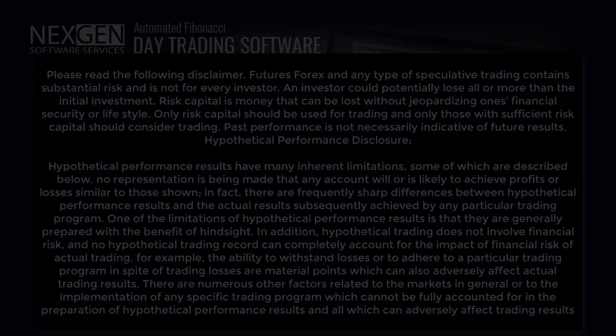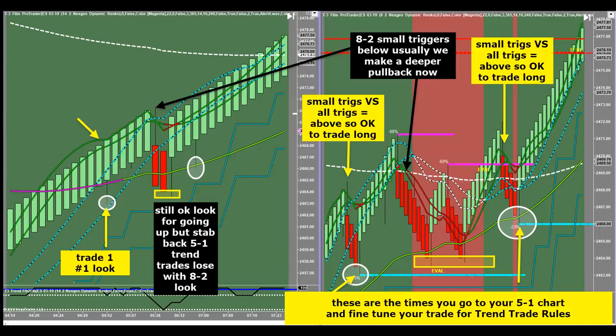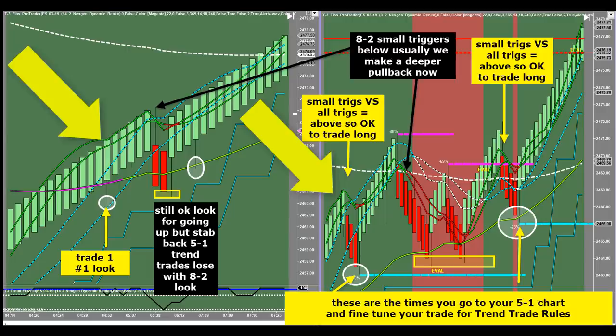Please read the disclaimer. In this video, we're going to discuss trend trades and recognizing the correct trigger line looks on our charts. So when you look at your 14.2 and your 8.2 chart and you see your small triggers physically above all of the other triggers and going up, we have the prime look, number one trade look for trend trades on our 5-1 chart.